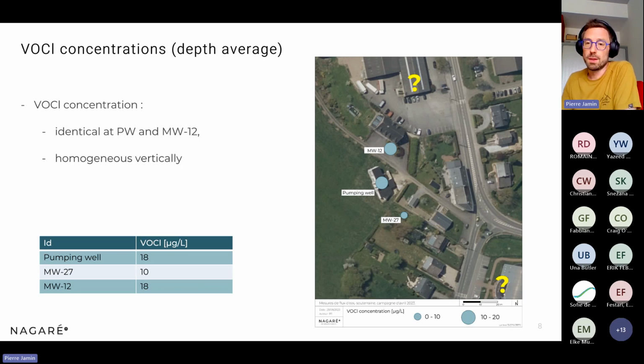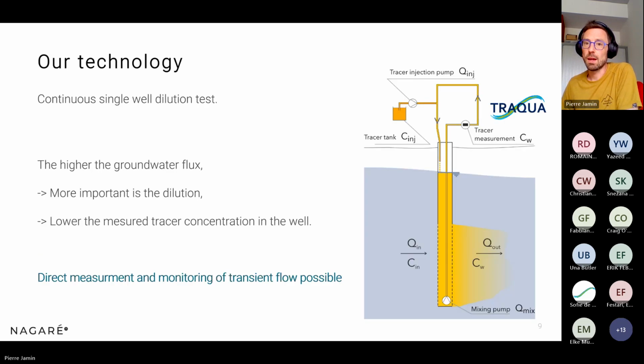So we continued that study with a much more relevant flux-based approach, which includes, of course, our technology of groundwater flux measurement. And this technology is based on my PhD research that I did at the University of Liège in Belgium. So it consists of a single well tracer dilution experiment. This experiment requires, of course, a tracer that is injected at a low and constant flow rate.